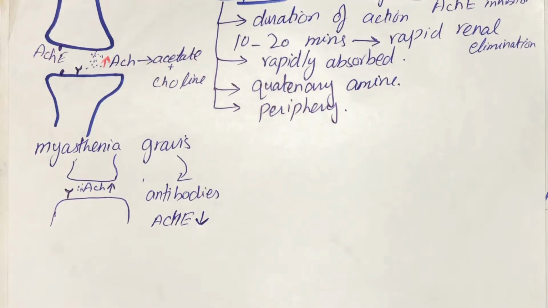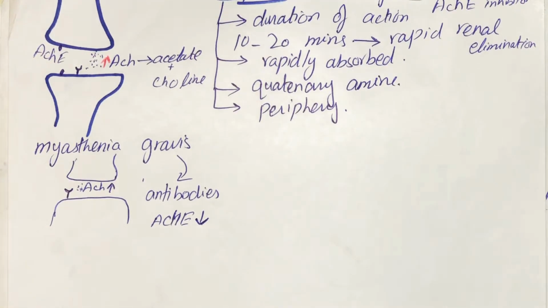So when we give Edrophonium, it increases the acetylcholine activity at the neuromuscular junction. In this way there is a rapid increase in muscle strength, because in Myasthenia Gravis there is weakness of muscles, but when we give Edrophonium as a diagnostic test, there is a rapid increase in muscle strength. In this way it is confirmed that the disease the patient has is Myasthenia Gravis.